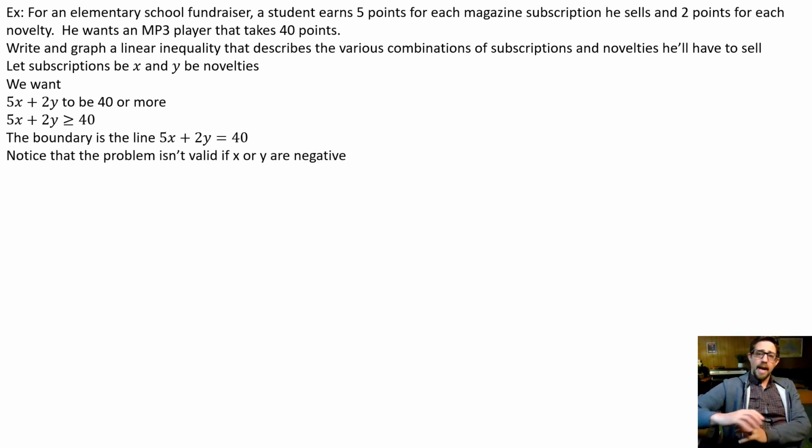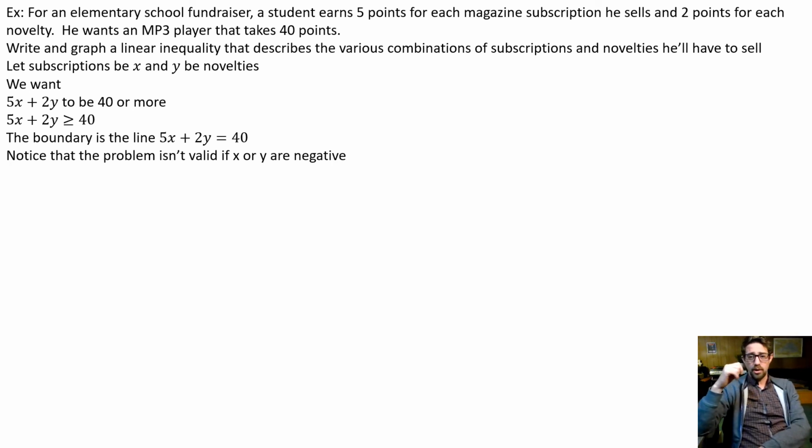And then, when you're graphing stuff like this, this is important. Obviously just the line 5x plus 2y equals 40 goes everywhere. It takes on negative quantities, and x and y can be negative. But in this problem, it doesn't make any sense for x or y to be negative. And it certainly doesn't make any sense for 5x plus 2y to be negative, because then he'd get negative points.